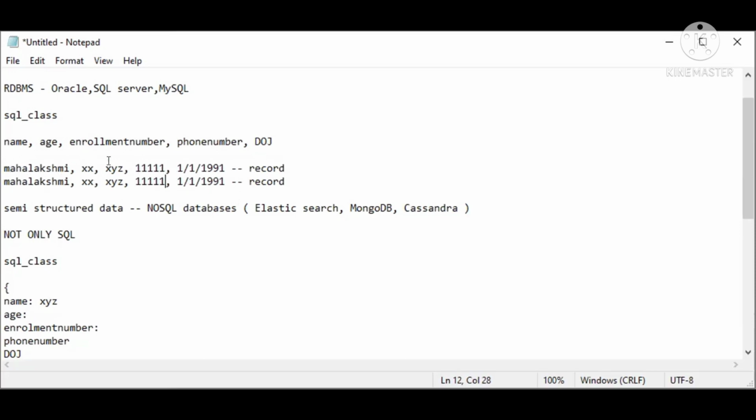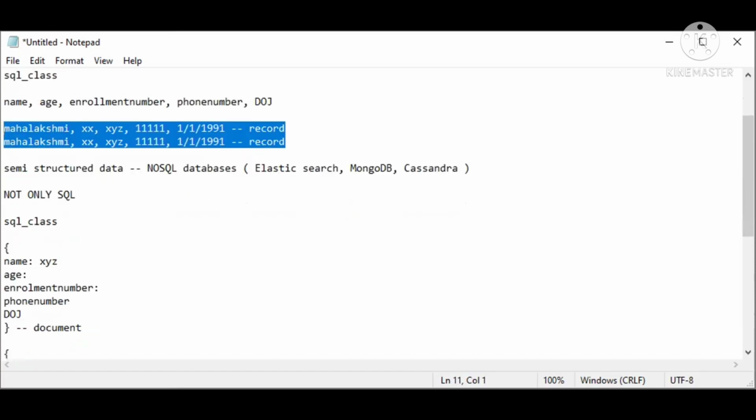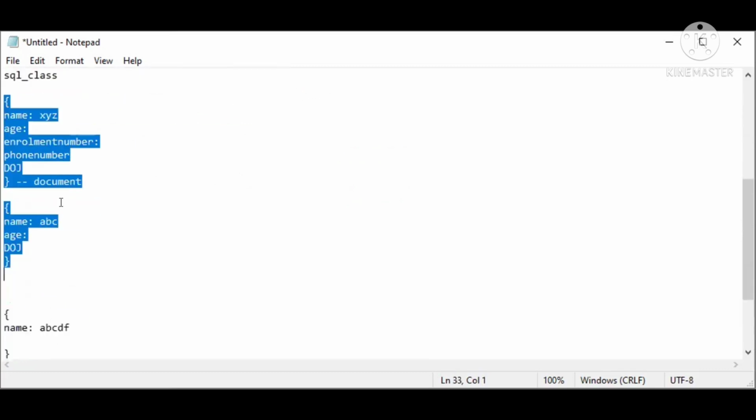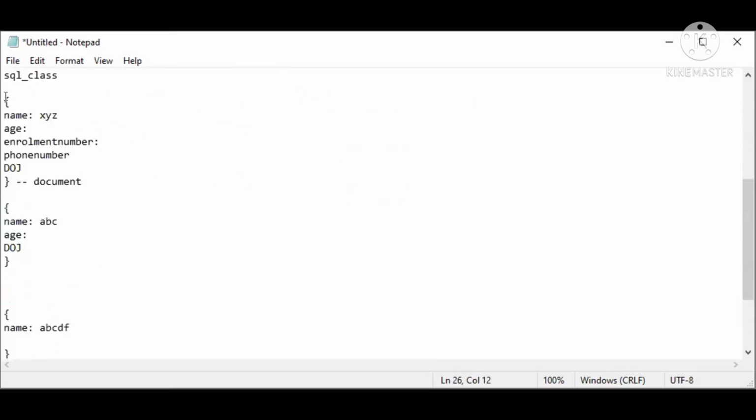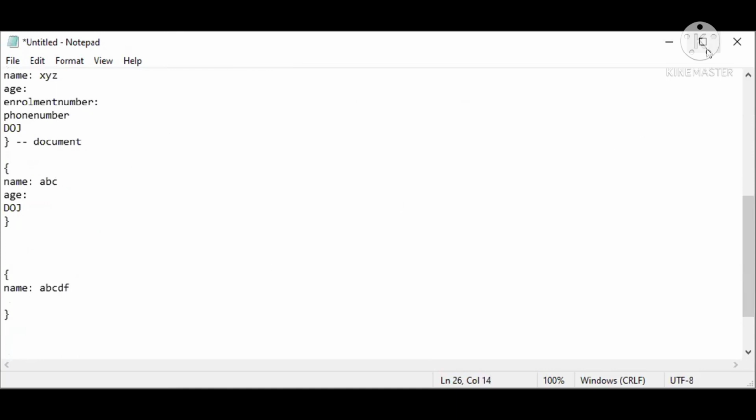So in semi-structured, we don't store it in this row format. It's directly stored as one document format, and it is a columnar storage. Means it takes less space and it's much faster than traditional DBMS. So we discussed structured and semi-structured.